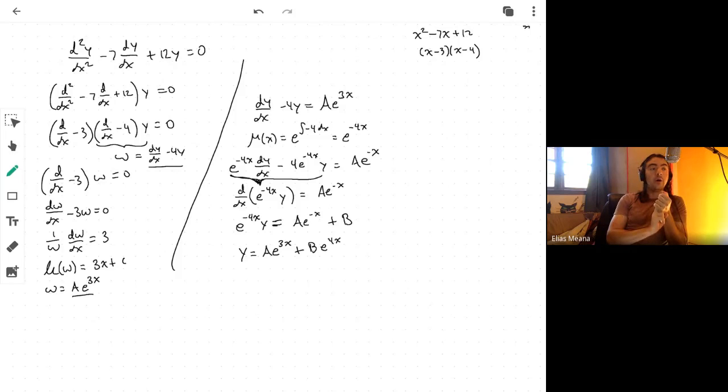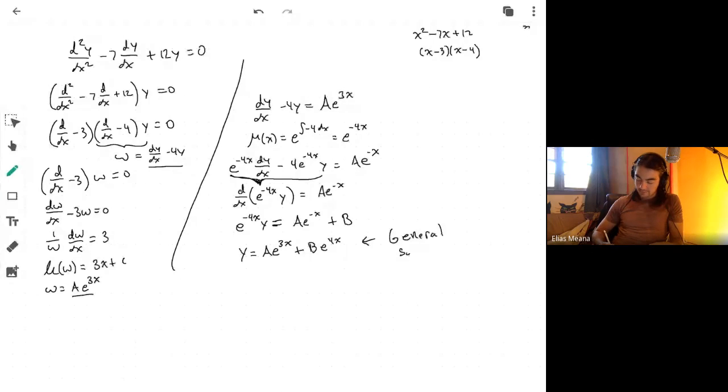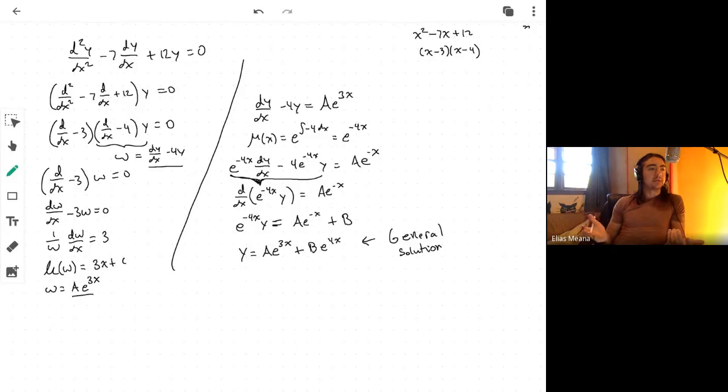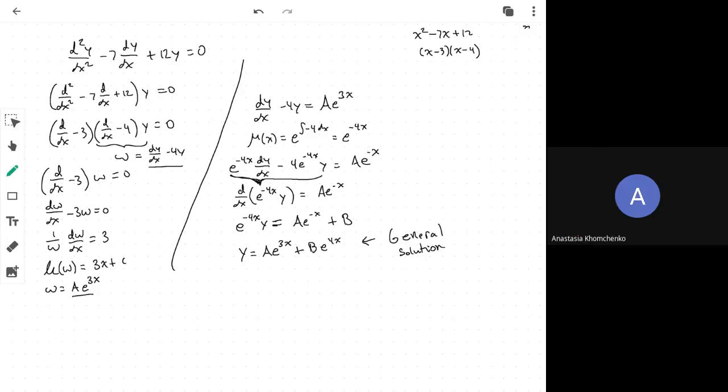Just to keep ourselves in check with our terminology, what we found here is a general solution. It's not a particular solution. So B is just another constant. A and B are just random constants, right? B came from an integral, and so did A. Both came from integrals, so they're just like plus C's. But remember, we got a negative A, but then you said remove the negative sign because A is arbitrary.